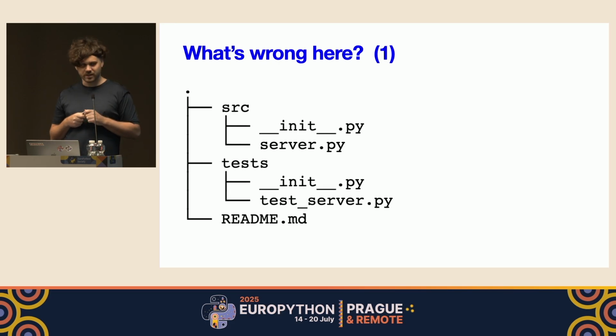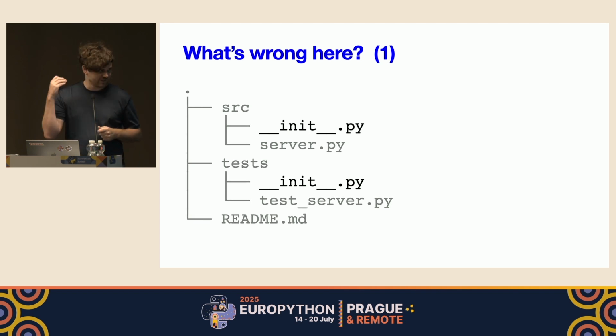What do you think is wrong in this kind of simplified project structure? It's simplified. Exactly. That's the problem. You should not have dunder init files in the source directory.